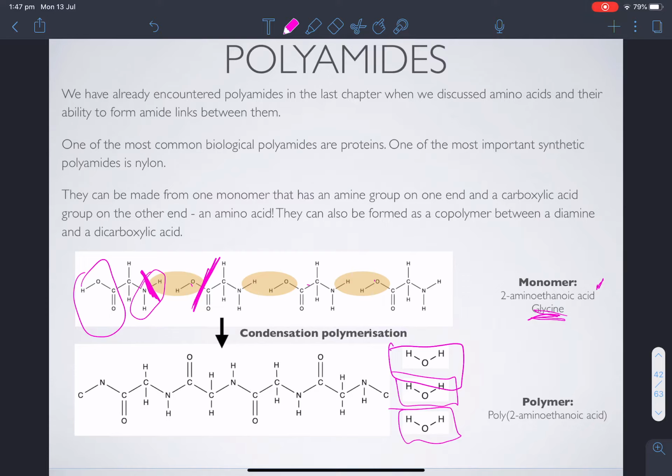And so what we end up with is, look at these functional groups in the chain. The carbonyl next to a nitrogen is called an amide, therefore polyamide. Okay? Ongoing amides in the chain, polyamide. So if you're making a polyamide from a single monomer, you make it from an amino acid because it has a carboxylic acid and an amine on one end. And so you get one monomer going to a polymer.